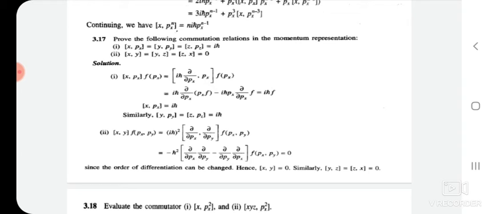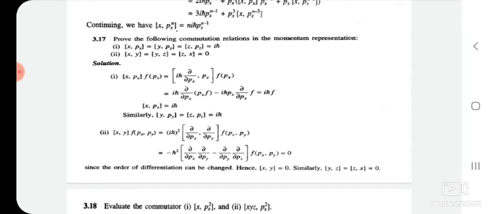Next, prove the following commutation relation in the momentum representation, that is [x, px] is equal to [y, py] is equal to [z, pz] is equal to iħ. This means the wave function f varies with respect to the momentum.